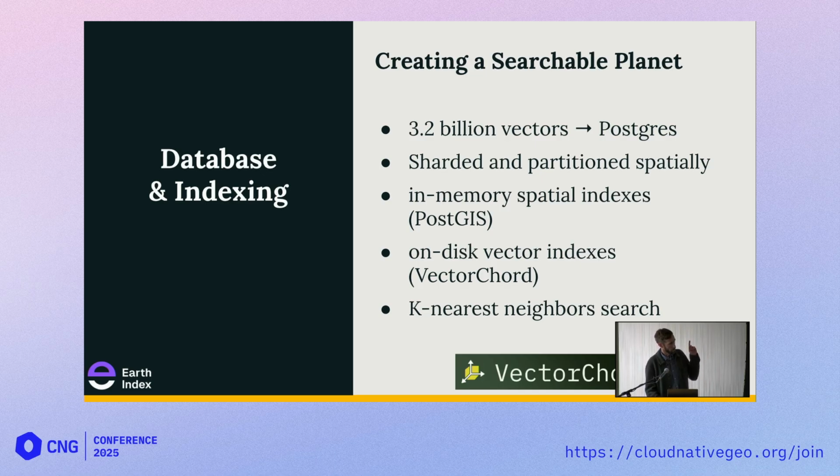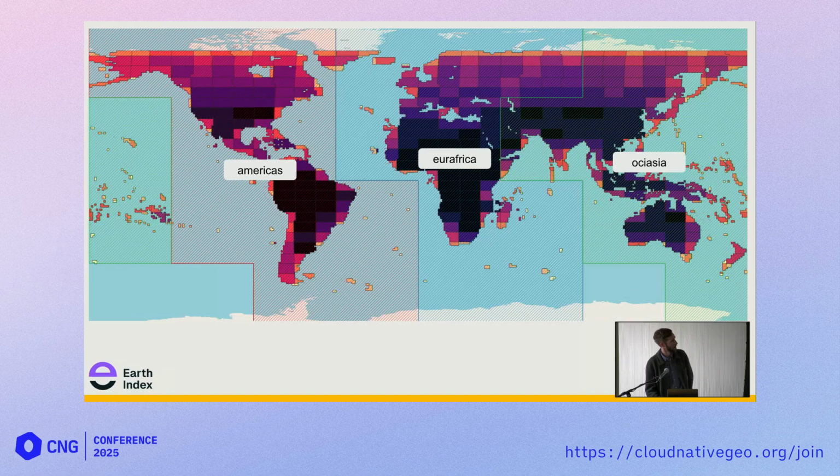Our database is sharded and partitioned spatially, and we've got both in-memory indexes for our geospatial queries as well as vector indexes that allow you to do your nearest neighbor searches on those embeddings. This is just what the database shards and partitions look like. We have three big shards. They're just EC2 instances. Nothing special about that.